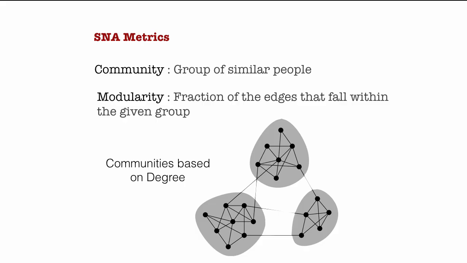Let us also briefly look at communities in a graph. A community is a group of similar or strongly connected nodes. The measure to define the strength of a community is modularity, which means the fraction of edges that fall within the given group. Now we will look at a tool called Gephi for graph visualization.